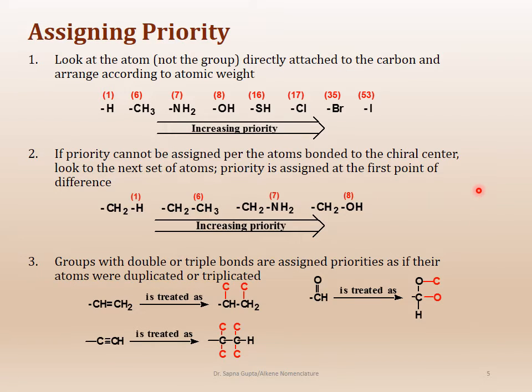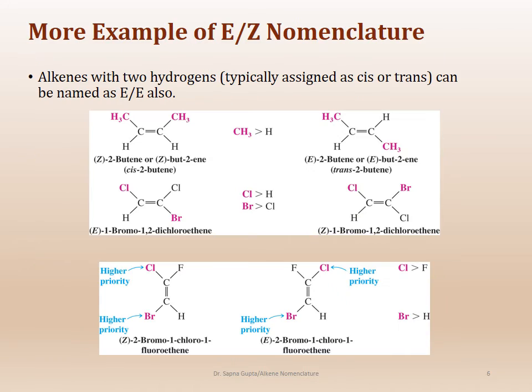It's all based on atomic weight, and it's based on atom by atom by atom. Don't take the whole group, okay, atom by atom. So a few more examples for E and Z.